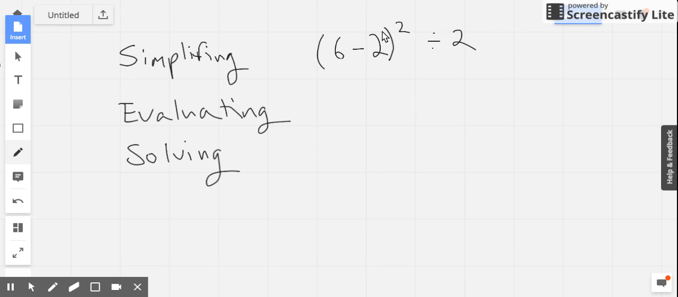So 6 minus 2 is 4, so we end up with 4 raised to the second power. And I did 6 minus 2 first because it was inside of a grouping symbol. It's inside parentheses. Now I'm going to look. I don't have anything else to do inside parentheses, but I do have an exponent. So 4 to the exponent is 16 divided by 2. 16 divided by 2 is 8. I have simplified this expression down to the number 8.